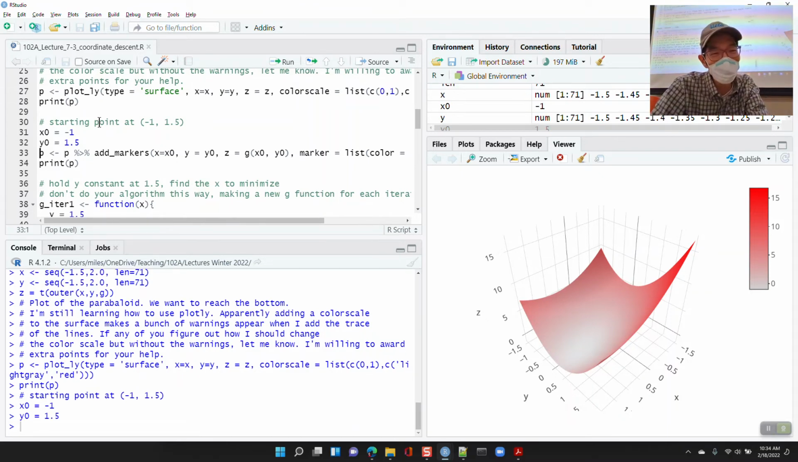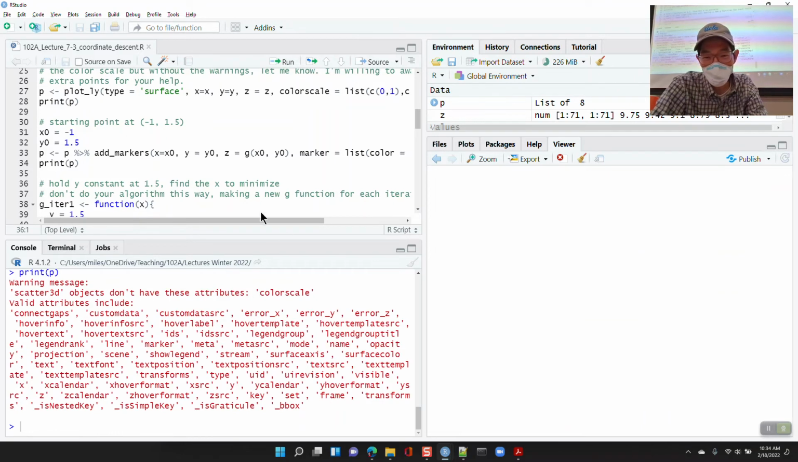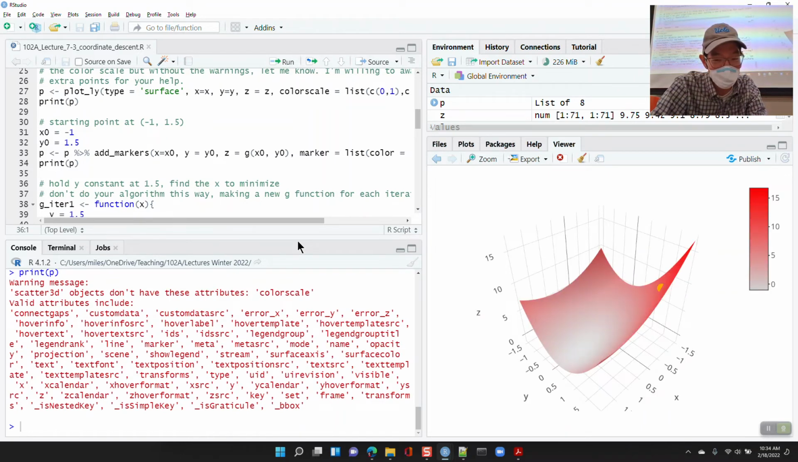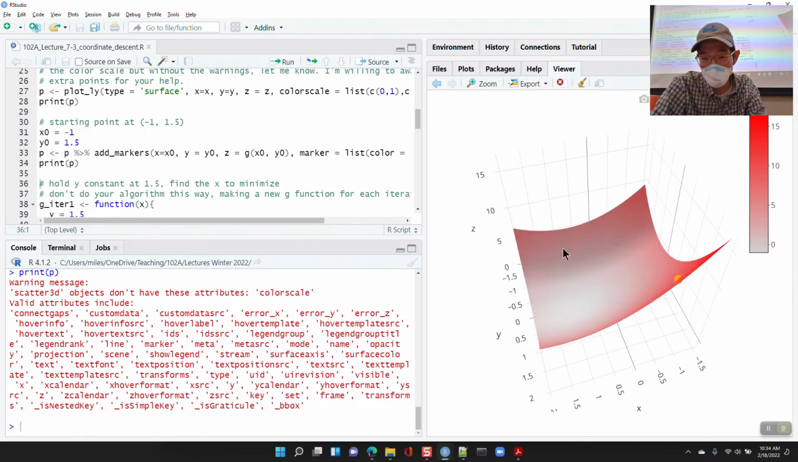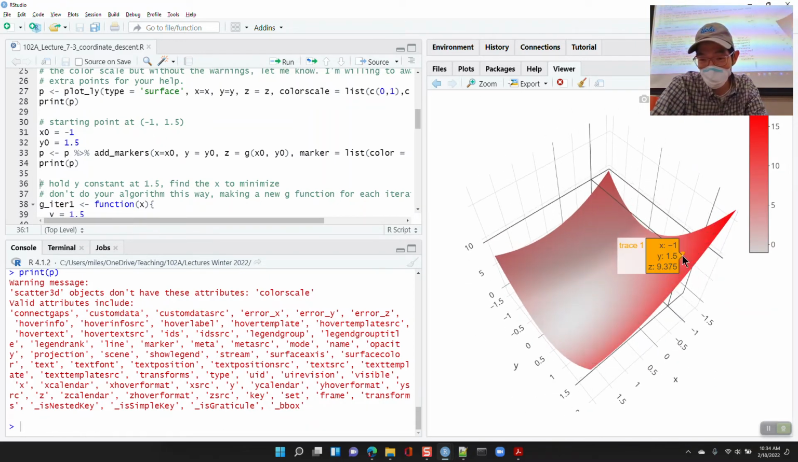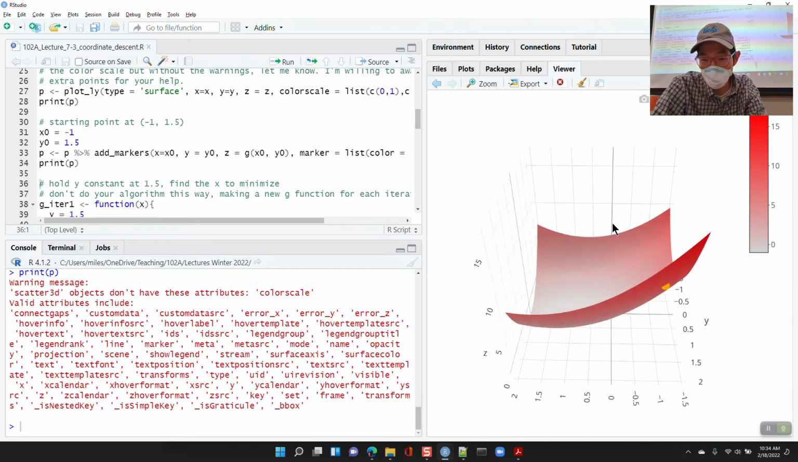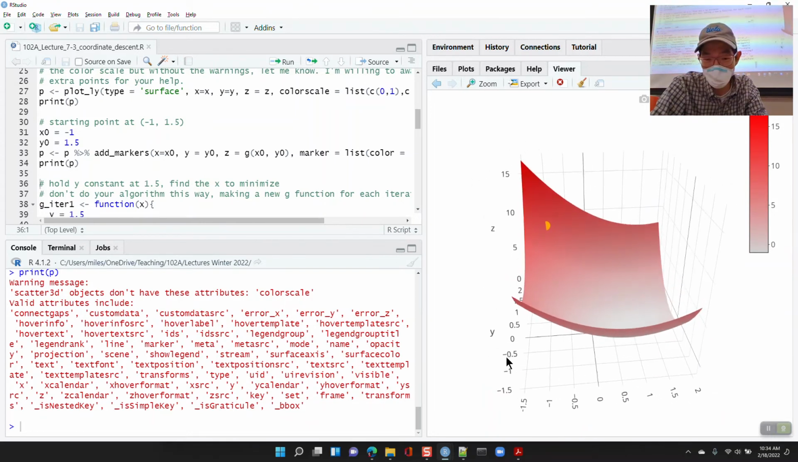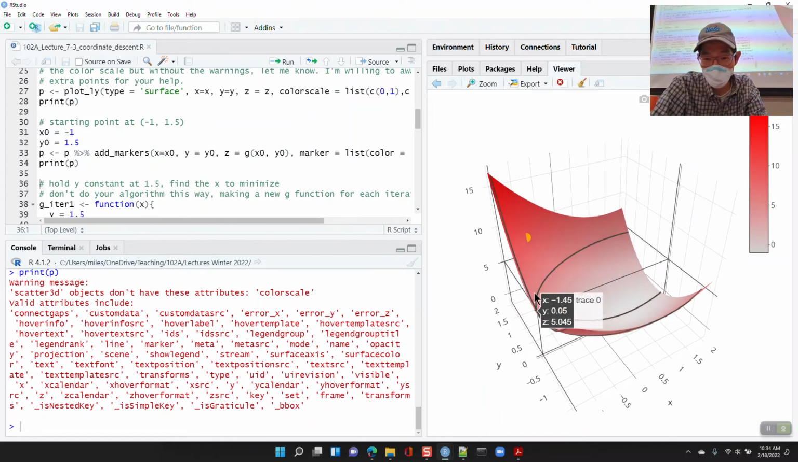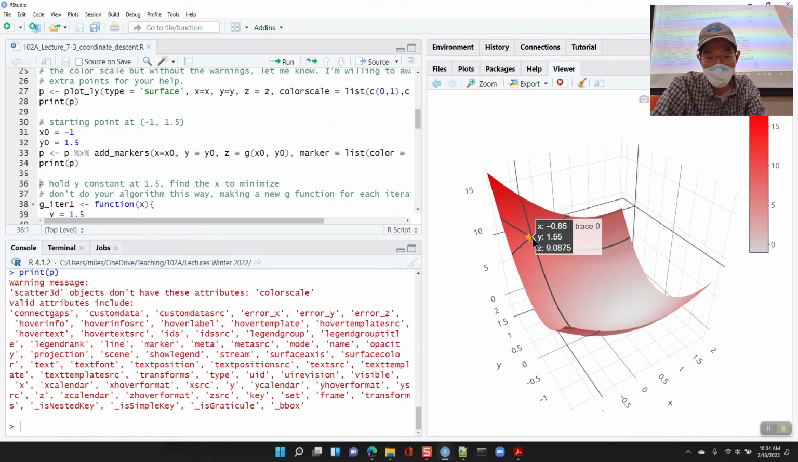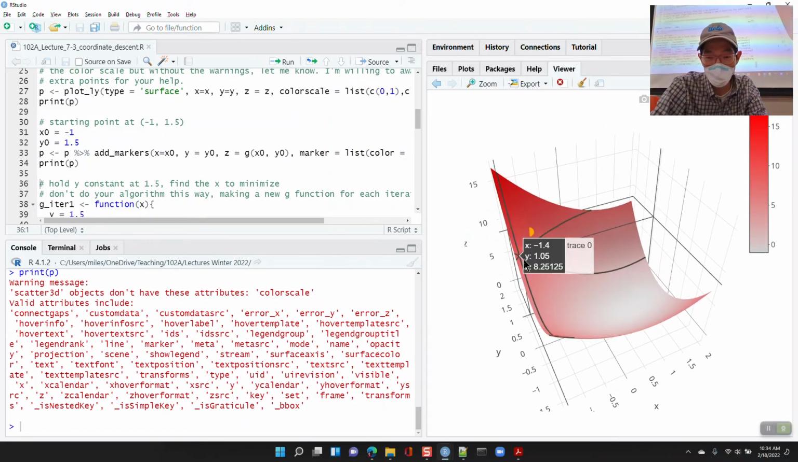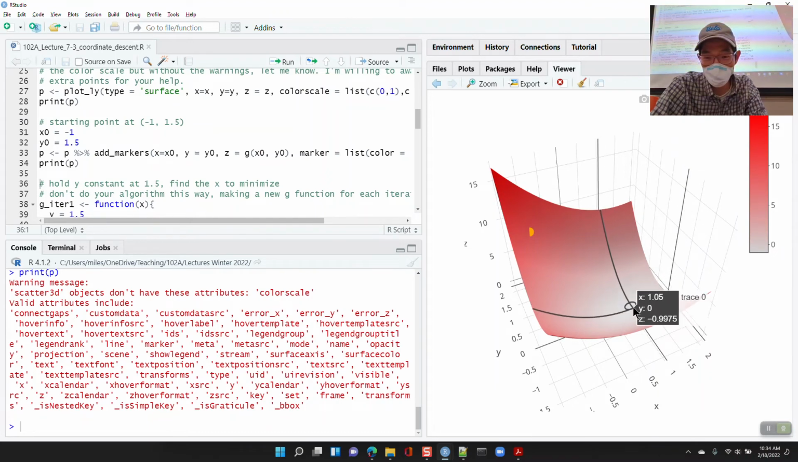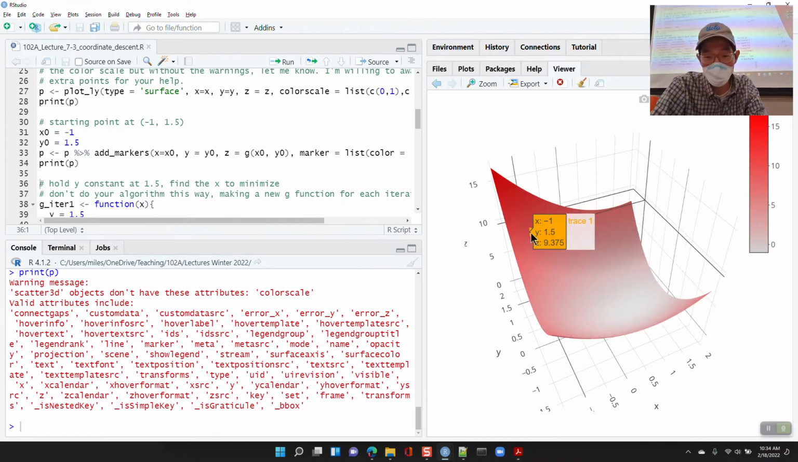Okay. All right. So I'm going to just arbitrarily start at this location. X is -1 and y is 1.5. What is it warning me about? Okay. So this is the location. This little yellow dot right here is x at -1 and y at 1.5. And what we want to do is get down to the minimum, which is somewhere around here. So we're going to start here.